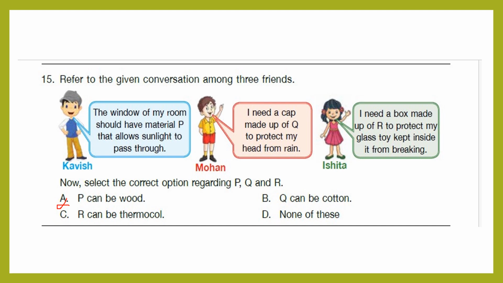Option B, Q can be cotton. Mohan said, I need a cap made up of Q, but cotton cannot protect from rain. So option B is incorrect. R can be thermocol. Ishita needs a box made up of R to protect her glass toy kept inside. Yes, R can be thermocol because it can protect the glass toy from breaking. So answer is option C.